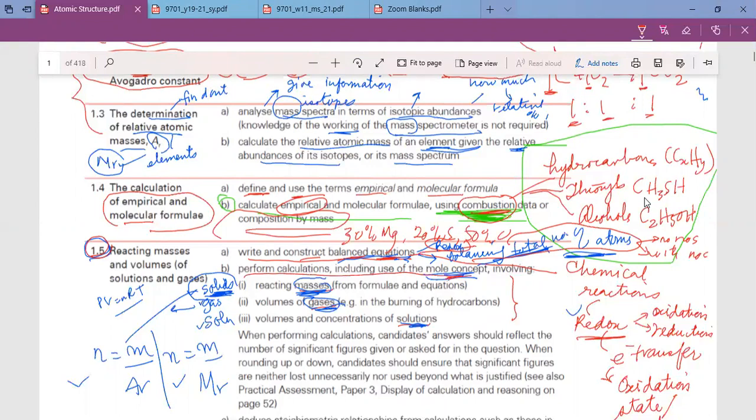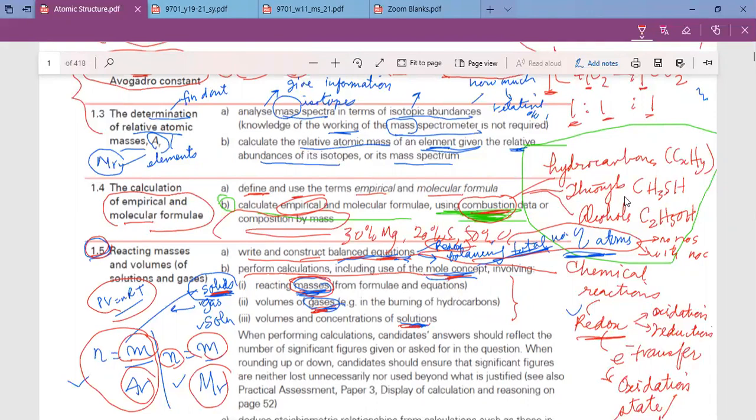Now, for the mole concept you have three types. One is with solids, which is the masses. For solids, we use number of moles equals mass of solid over Ar, which is for your elements, and number of moles equals mass over Mr, which is for your compounds. For gases, we use PV equals nRT. And for solutions, we use some formulas. I will go over that later. Now quickly let's go to construct balanced equations.